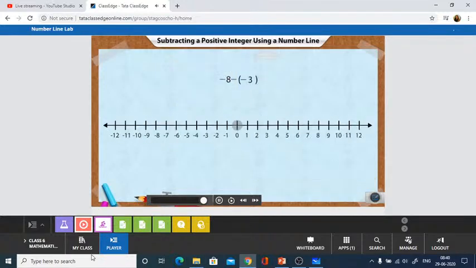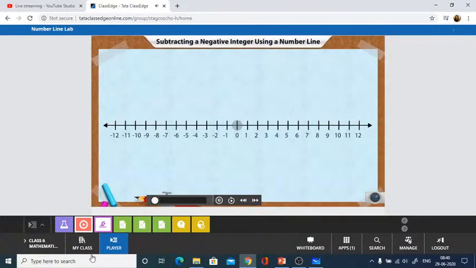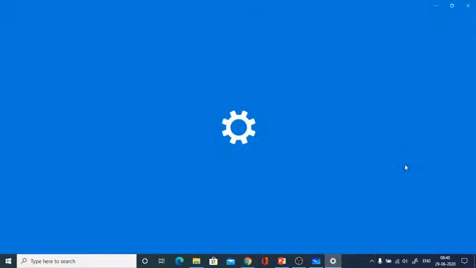Is it the same way we have to proceed when a negative integer is subtracted from any given integer? Let's see. Let us now subtract the negative integer using a number line. For example, subtract the integer -3 from -8. In this case, we can see that we are subtracting a negative integer, that is -3.